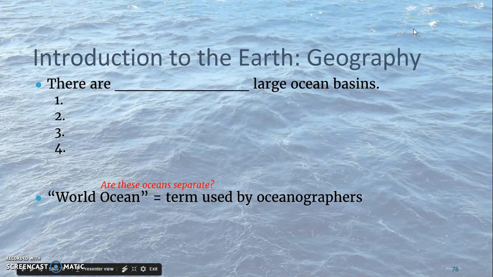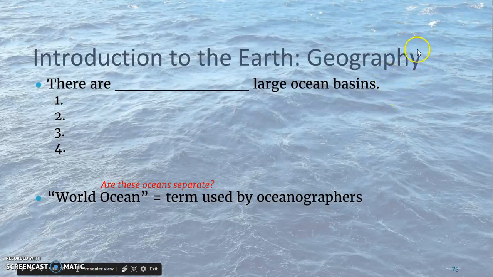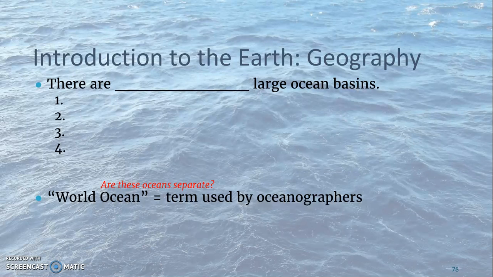All right, so let's look at our intro to geography. And this is the last slide that we're going to get to in this video before it goes on to part 2. So how many large ocean basins are there in the world? We're looking at about 4 of them. So 4 main ocean basins. We've got the Pacific, Atlantic, Indian, and Arctic.